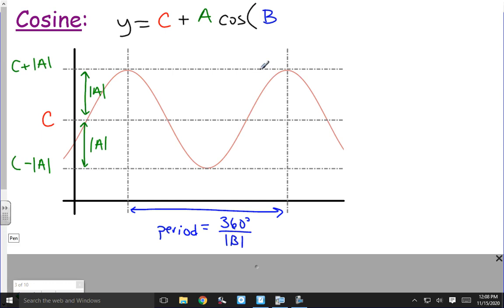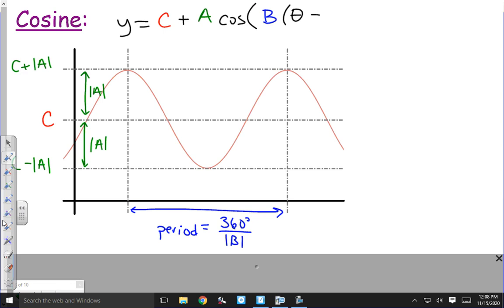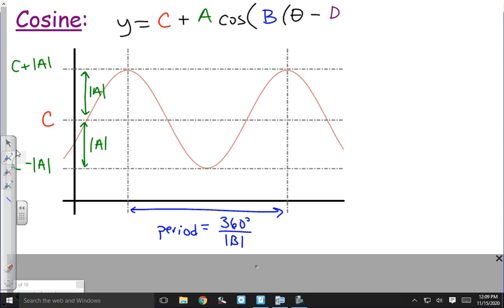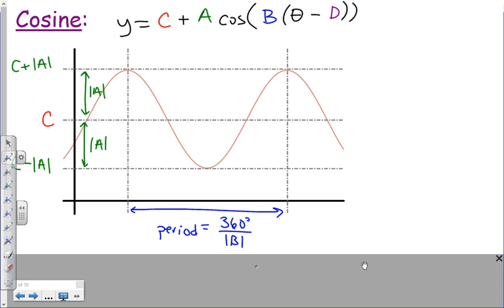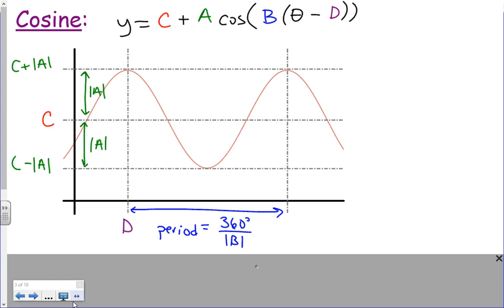All right, and then it was b times theta minus, and then the last value here for us to find or to understand is this value of d. Close off those parentheses there. All right, and so the value d is the phase displacement, and the phase displacement tells you the location of your high point for the cosine function. So d is this value right here, this x value right there, because I can see that the cosine function is hitting its high point. So that's my value of d.